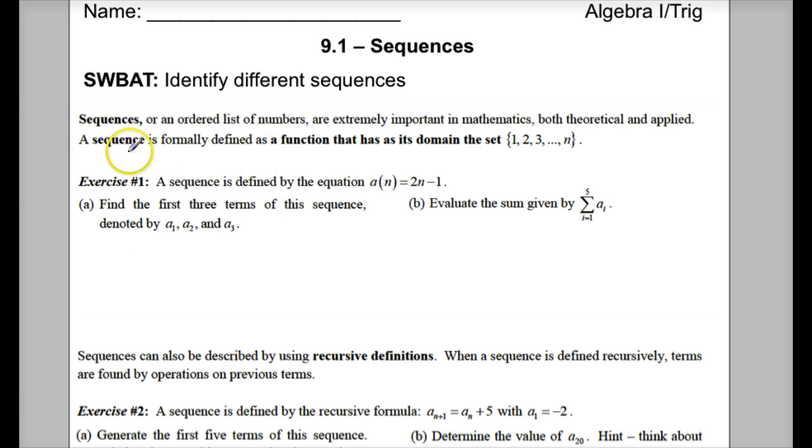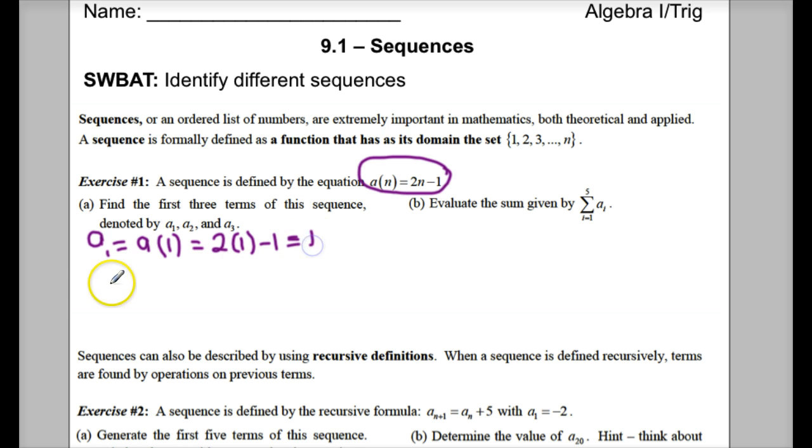So this is just like we had those f of x is equal to something where you would plug in for x. So think of this as a1 is the same thing as saying find a of 1. So using this function, wherever I see n, I'm going to plug in 1. So this becomes 2 parentheses 1 minus 1. 2 times 1 is 2. 2 take away 1 is 1.